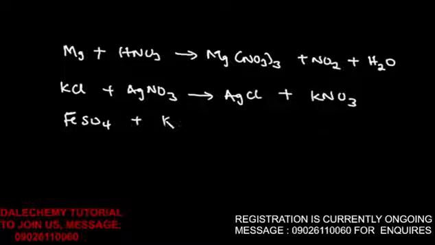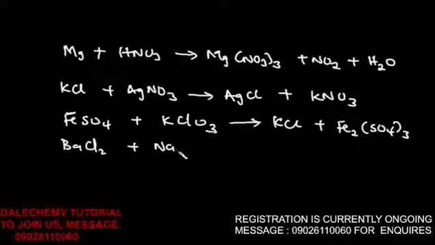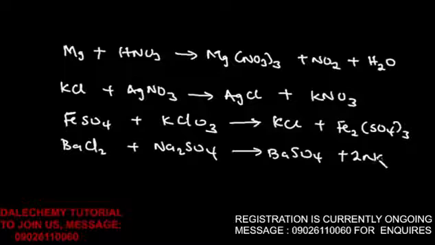FeSO4 plus KClO3 to give KCl plus Fe2(SO4)3. Then we have barium chloride plus sodium sulfate to give barium sulfate plus 2NaCl. Now one thing is that anytime you see a displacement reaction, this is just like a displacement reaction. This anion here displaces the anion here, there would be no change in oxidation state.